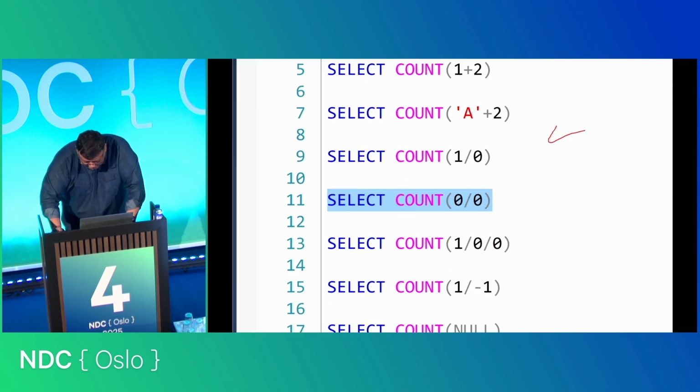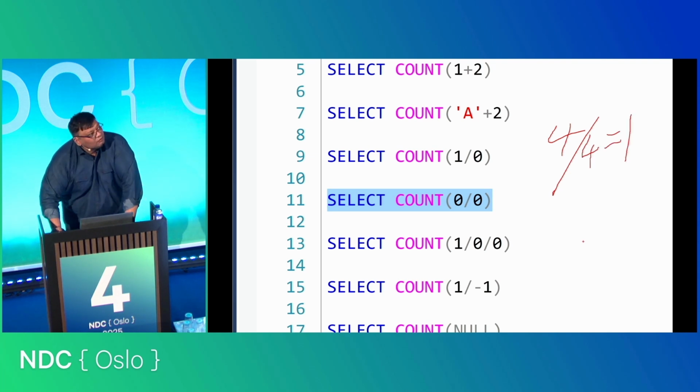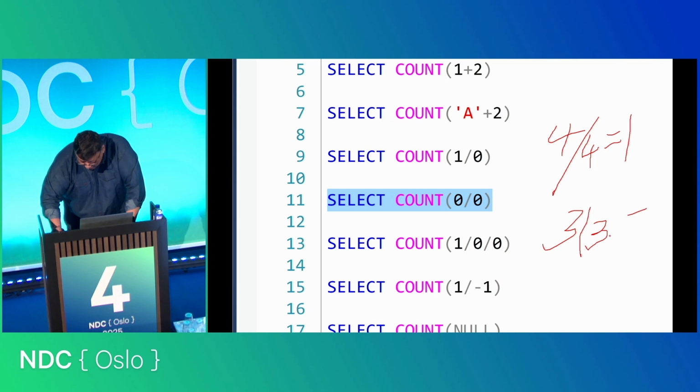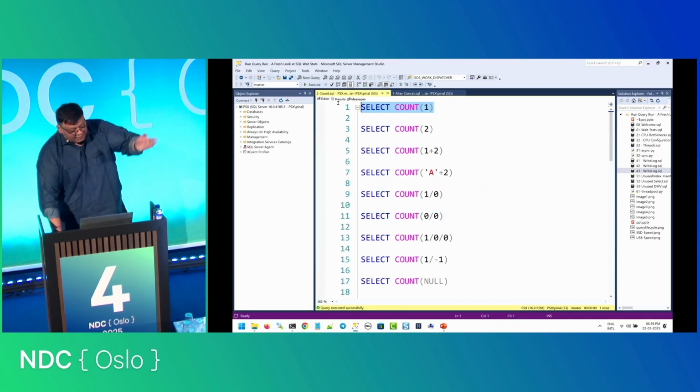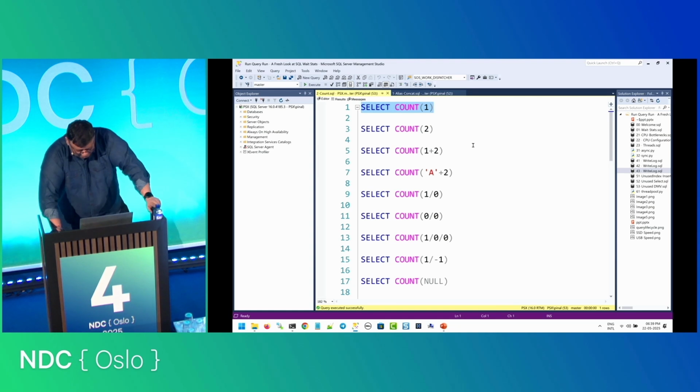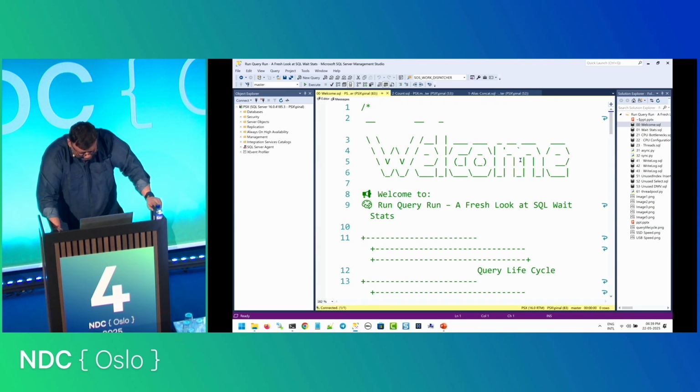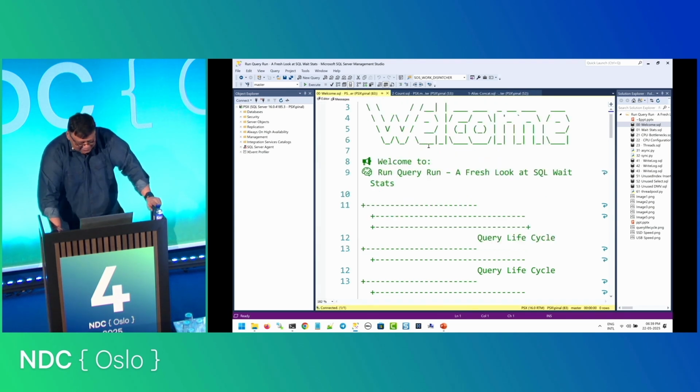Look at this. 4 divided by 4 will be 1, right? So 3 divided by 3, what will be the answer? 1. 0 divided by 0, 1. And we have already looked at count 1 is 1. I already gave you a hint. Anyway, I think I need to start a little bit more complex now. I have more things, but I think I'll stop here.